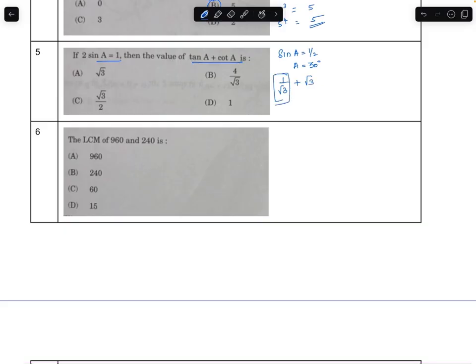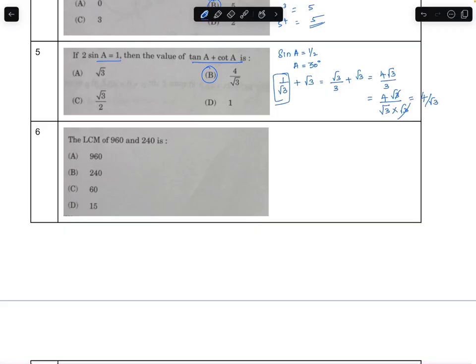Rationalizing the first fraction, we get root 3 upon 3 plus root 3. Taking the LCM, we get 4 root 3 upon 3. We don't have this in the options. So we can write this as 4 root 3 upon root 3 into root 3, cancelling 1 root 3. We get the answer as 4 upon root 3. So the answer is option B.